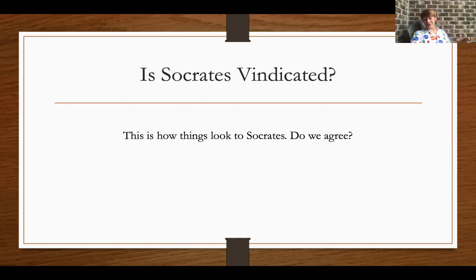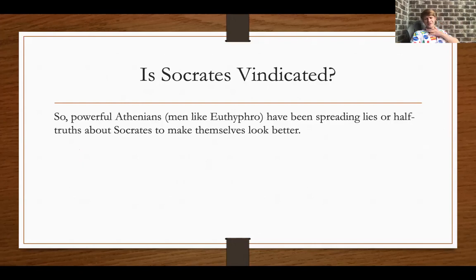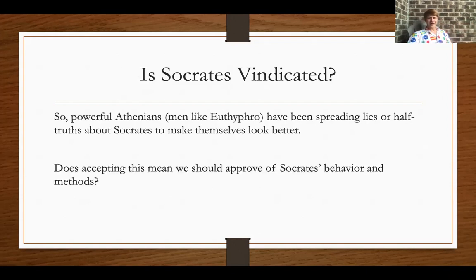So that's what it looks like to Socrates. But we might disagree, right? It may be that Socrates is wrong about his own methods. Okay, so the idea here is that these accusers are spreading all these lies about Socrates, right? Well, why? Because they're trying to undermine Socrates, because Socrates has at some point questioned them in public and embarrassed them.